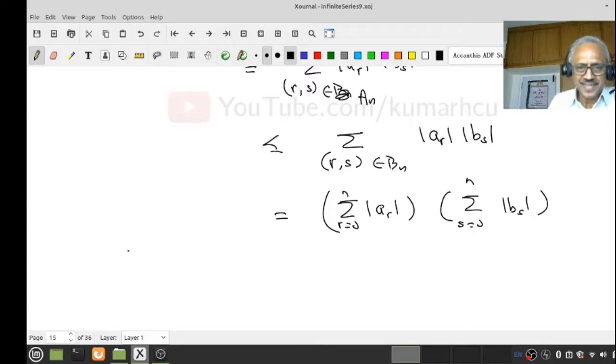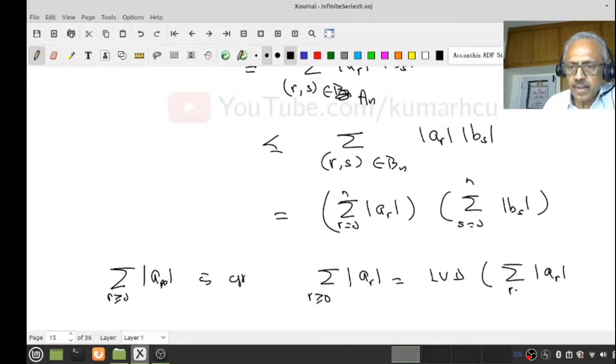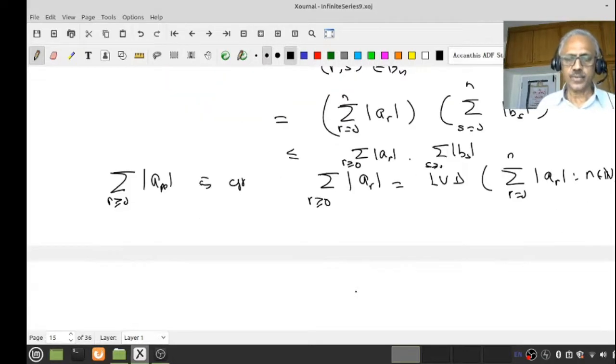Now comes analysis. Now let us look at what my assumption is. The summation of mod ar, r greater than or equal to 0, is convergent. This infinite series is convergent. And what is this? This is the summation of mod ar, r greater than or equal to 0, equal to the limit of the summation of mod ar from r equal to 0 to n as n varies over the natural numbers. Right? Therefore, this object is less than or equal to the summation of mod ar, r greater than or equal to 0, and similarly the summation of mod bs, s greater than or equal to 0. Do you follow that?